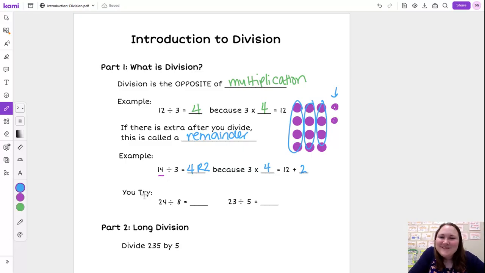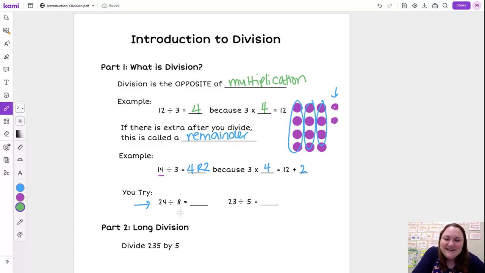We'll be doing more of these in today's lesson, but go ahead, pause the video and try these 2 division problems here. I will give you a clue. One of them does not have a remainder and one of them does. Pause the video, try, and then come back to see how you did.